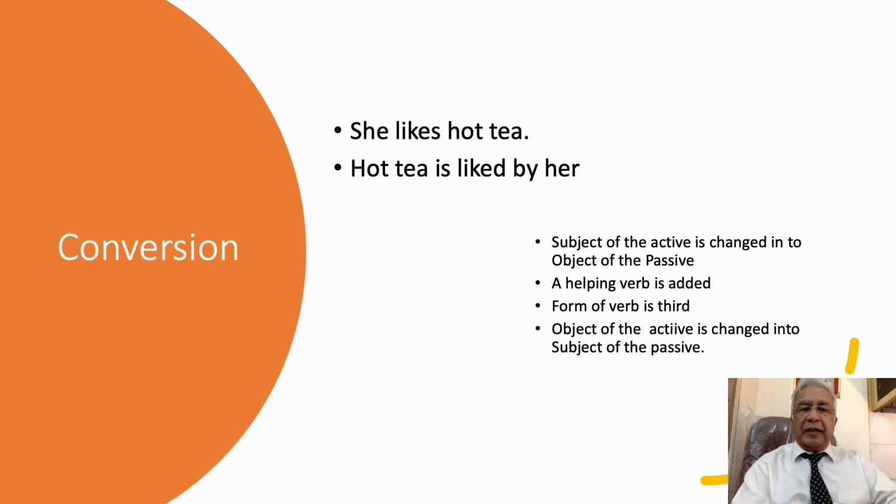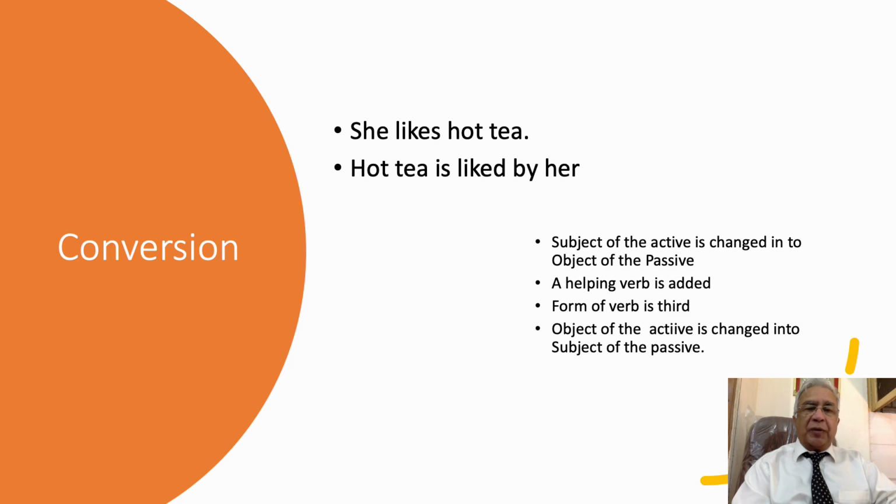What has been done here? The subject of the active, she, is converted into her as the object of the passive. Same is the case with the object of the active, hot tea, that has been given the place of the subject in the beginning, and that is why it's a passive voice. Like is converted into liked and by her is added by converting she into her. Similarly, is has been added as a helping verb because no passive voice is possible without a helping verb.